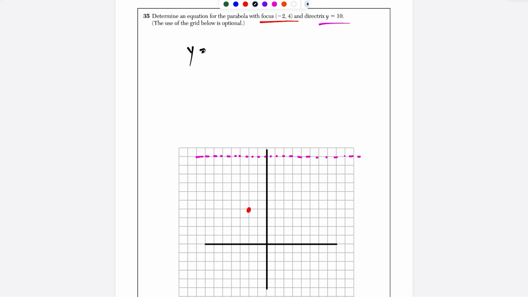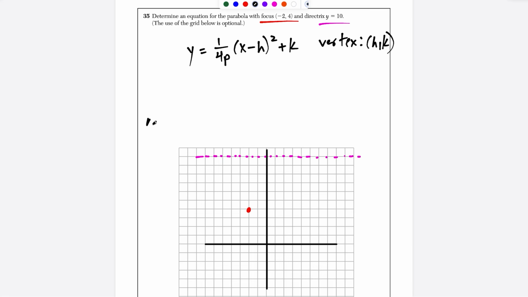because what I'm thinking of is y equals 1 over 4p times x minus h squared, plus k, where the vertex is at (h, k). Okay, so I'll explain what the p-value represents in a moment, but this is the formula that we want to be using. So next we have to know the concept of a parabola.